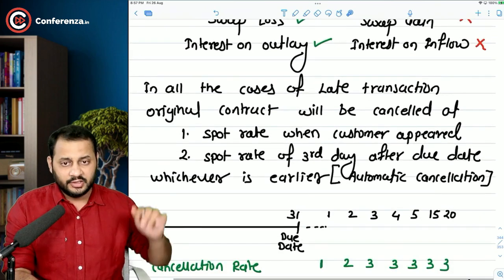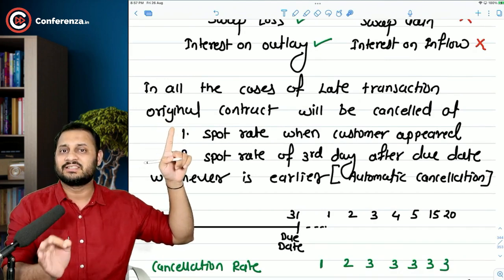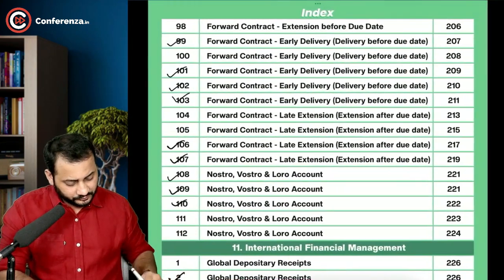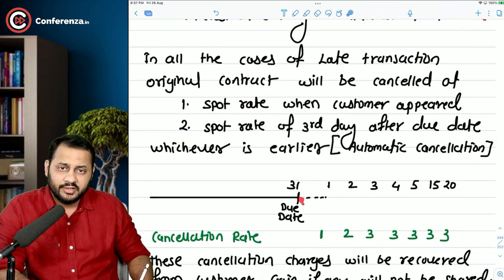Okay. In all the cases of late transaction, original contract will be cancelled. Original contract will get cancelled. Now understand what happens. Let's say this is the due date.